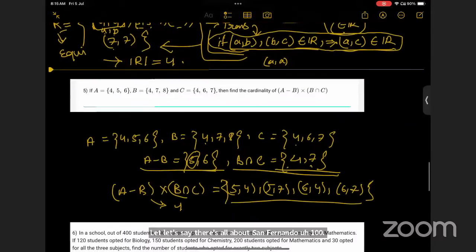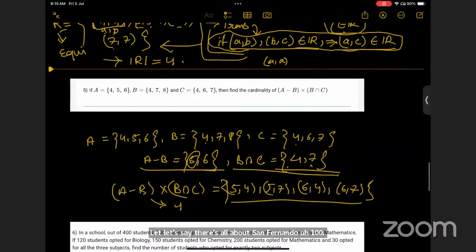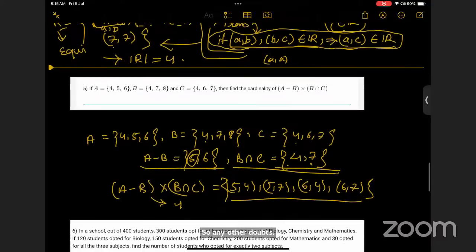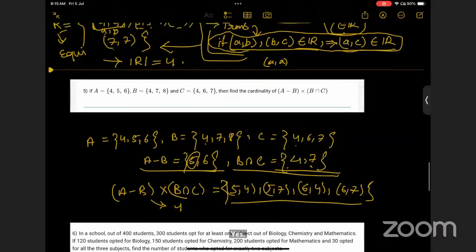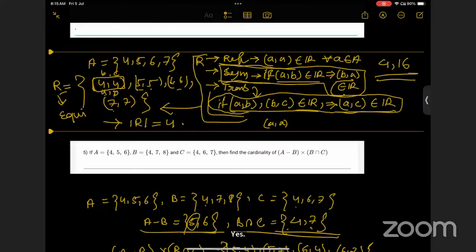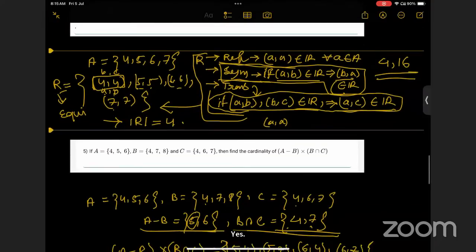So, any other doubts? Ma'am, I still didn't get the transitive part of the fourth question. Okay, so what is the condition for transitivity? If we have (a,b) and (b,c) in the set R, then it implies (a,c) in R. So if you have these 4 elements (4,4), (5,5), (6,6), (7,7), then you can satisfy this condition, right?